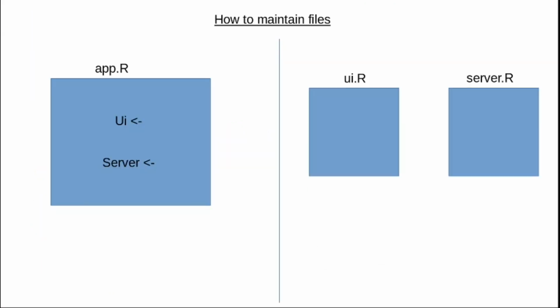Now let's see how you can maintain the files in Shiny. You can write everything, the user interface and server, in one file by writing the file name app.R. Instead of this, I recommend you make two files, ui.R and server.R. In ui.R you put your user interface code like input element and output element, and in server.R you write the R code to build the object.